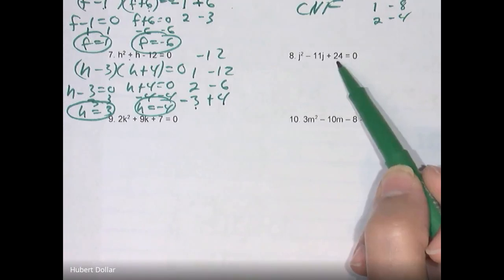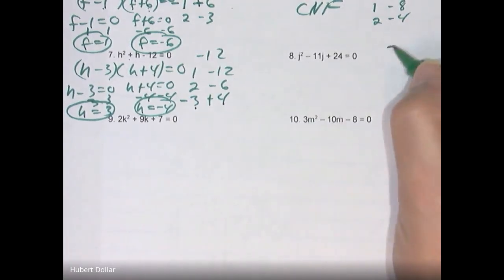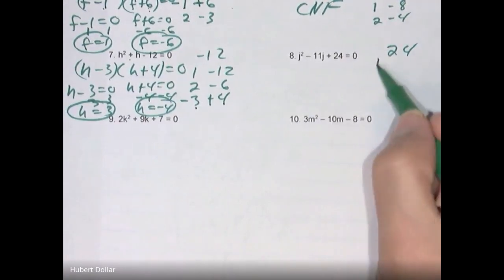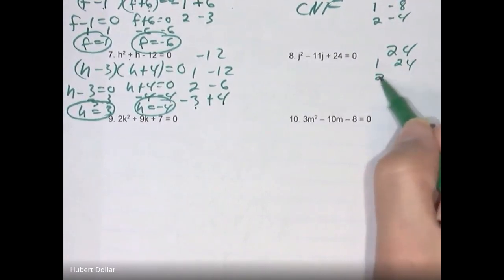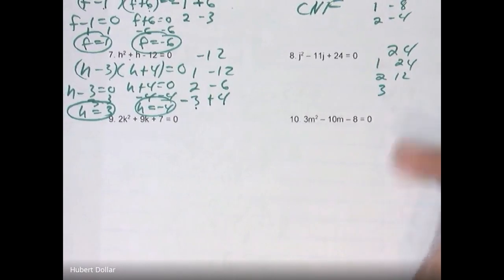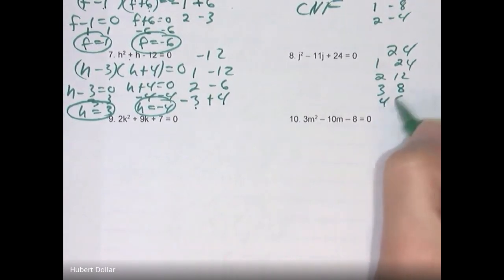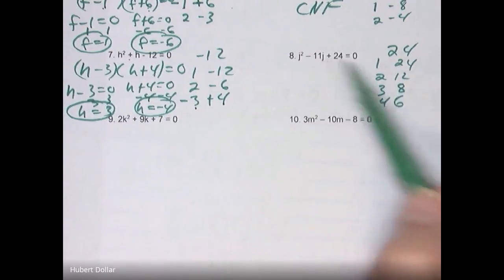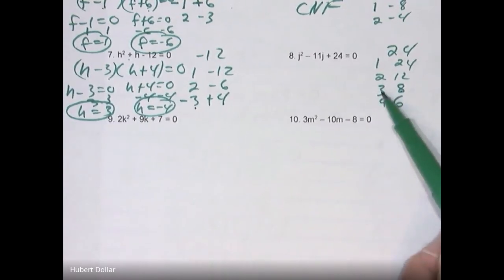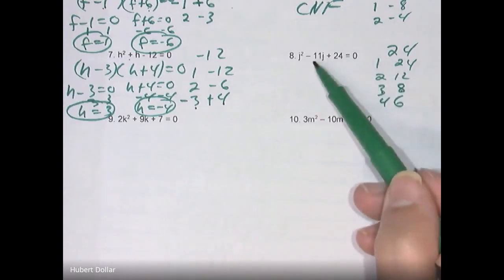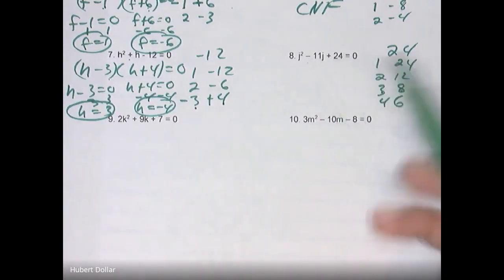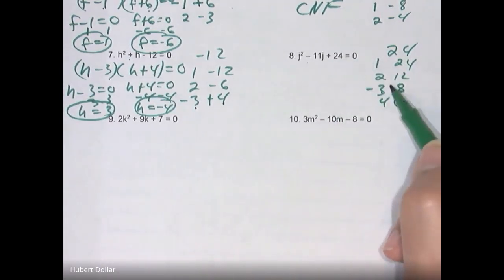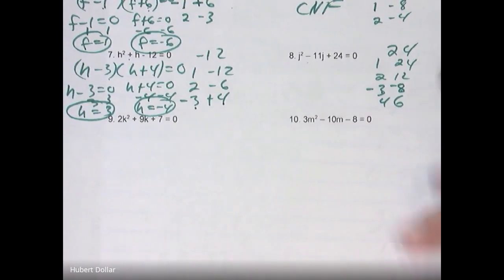Numbers that multiply to get 24 and add to get 11. Well, the numbers that multiply to get 24 are 1 and 24, 2 and 12, 3 and 8, 4 and 6. And the ones that add to get 11 are 3 and 8. But a positive 3 and a positive 8 is a positive 11, and we need negative 11. So we change the signs.